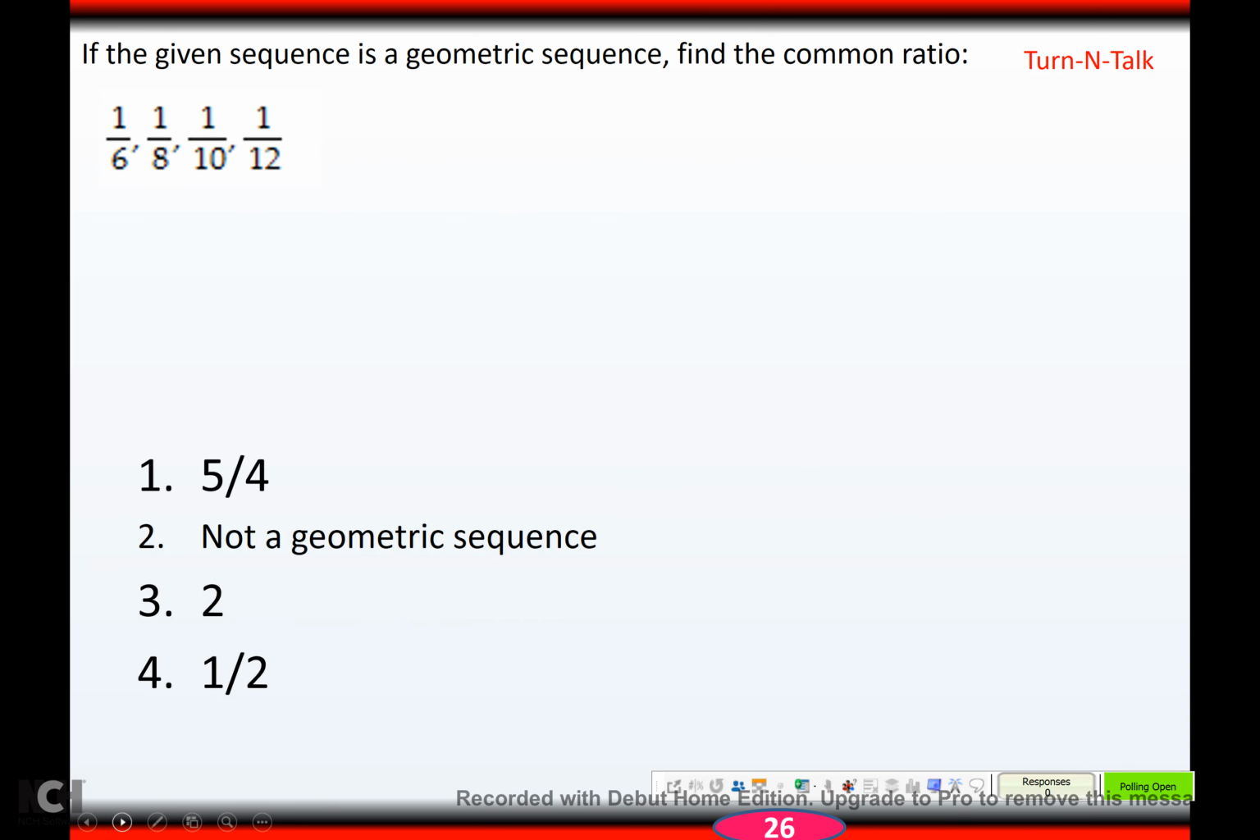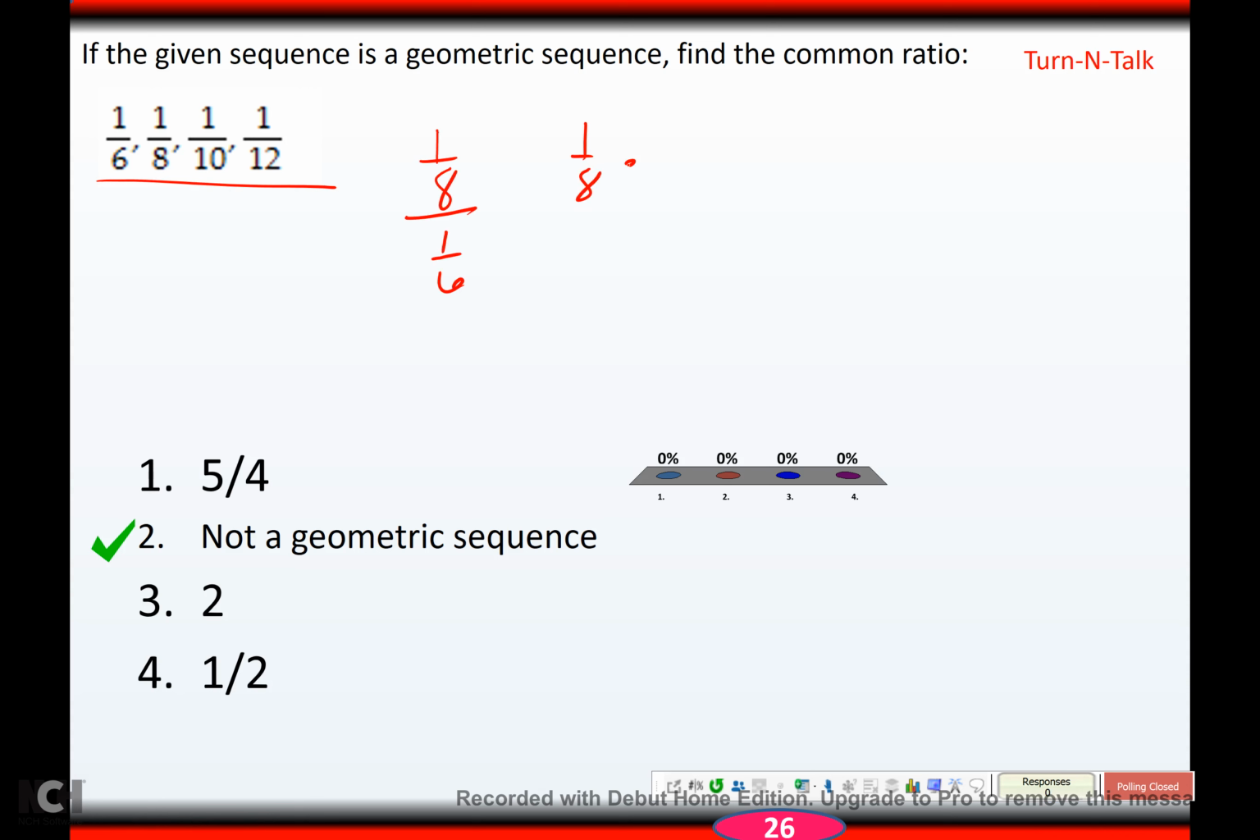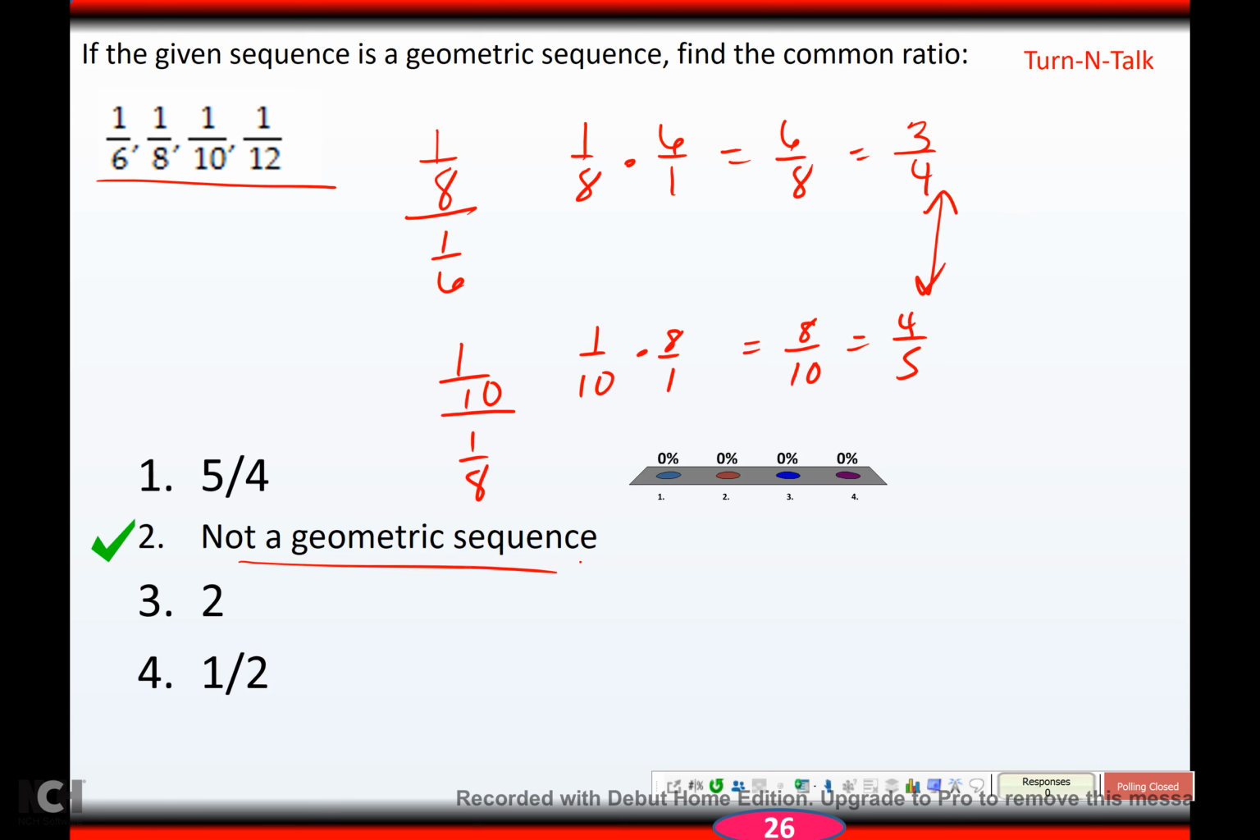Hit pause, come back when you're ready, and hopefully you got it's not geometric. Okay, if I take 1/8 divided by 1/6, keep, change, flip, you get 6/8, which if I reduce by 2 would be 3/4. Check again, 1/10 divided by 1/8, keep, change, flip, you get 8/10. If I reduce, that's 4/5. These are not the same, so it is not geometric.